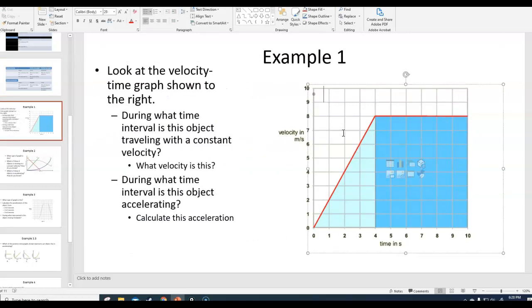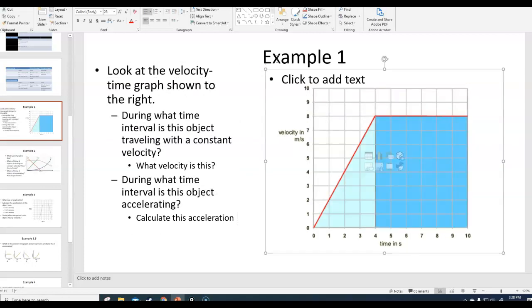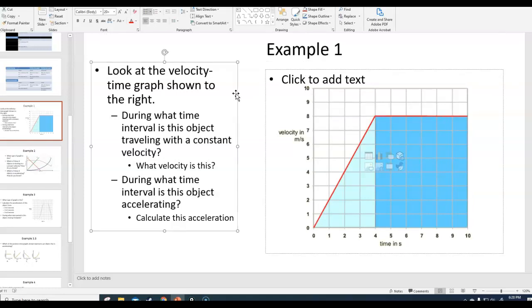Okay, so example 1 says, look at the velocity time graph shown to the right. When you're looking at graphs, always make sure you know what type of graph you're looking at, because if it's a position time graph, you might solve it a completely different way than if it's a velocity time graph. Okay, so the first question says, during what time interval is this object traveling with a constant velocity?